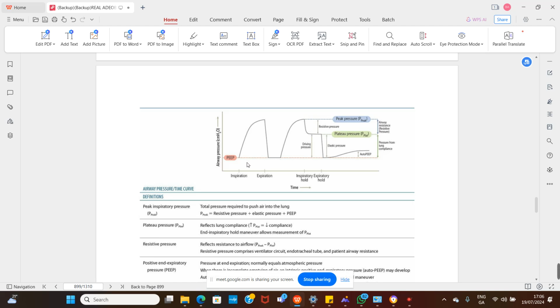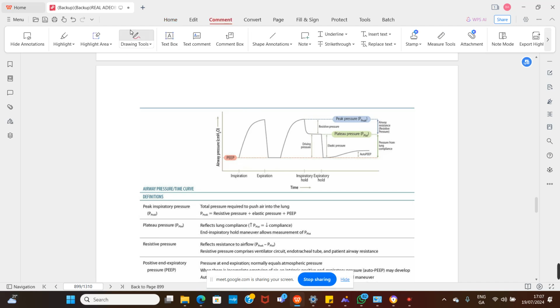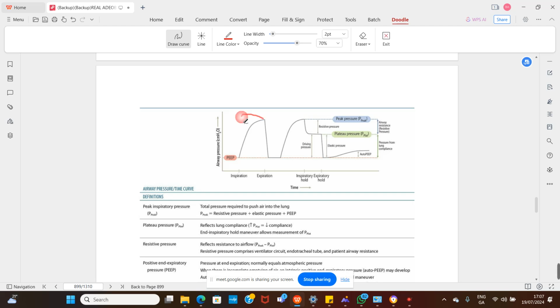So ideally from this place to this place is your PIP, peak inspiratory pressure. But once you hold it here, you have eliminated the resistive pressure. This is the resistive pressure that you have eliminated. So the pressure that is going to remain is your plateau pressure, and the plateau pressure is going to start from here to here. Because once you hold the breath, the pressure will equilibrate, and the pressure that will remain for you to overcome will be the elastic pressure. And from here to here is your elastic pressure.